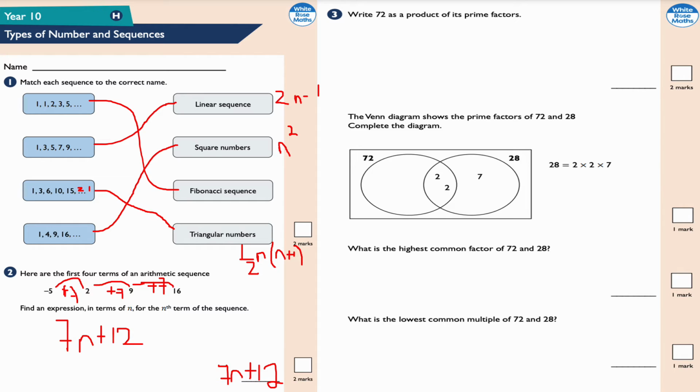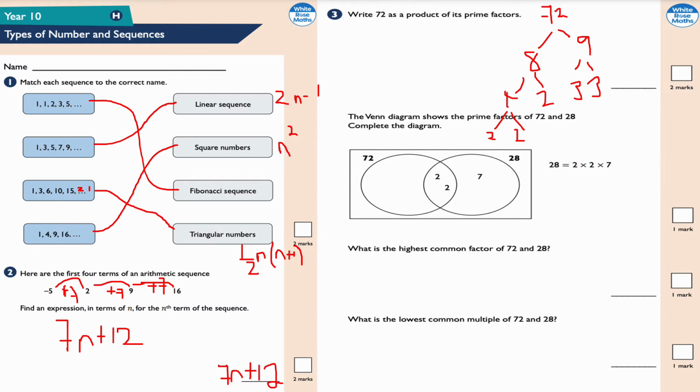This is question number 3, guys. Write 72 as a product of its prime factors. Well, 72 decomposes into 8 and 9. Now, 9 is equal to 3 times 3. And then 8 decomposes into 4 and 2, and then 4 decomposes to 2 and 2. Locking off the prime numbers by circling them.